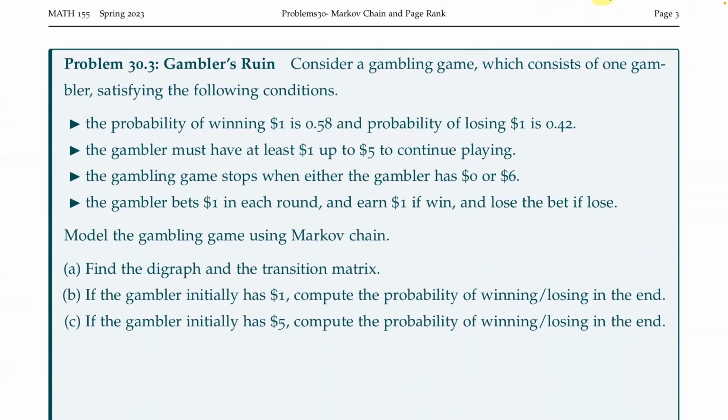Okay, let's think about another application of these things. Because Markov chains are inherently probabilistic, we often think about them in terms of games of chance. So in this particular gambling game, the probability of winning $1 is going to be 0.58. Probability of losing $1 is 0.42. And this is regardless of whatever you have at the moment. So this doesn't matter whether you currently have $1 or you have $4 or whatever. This probability is the same.